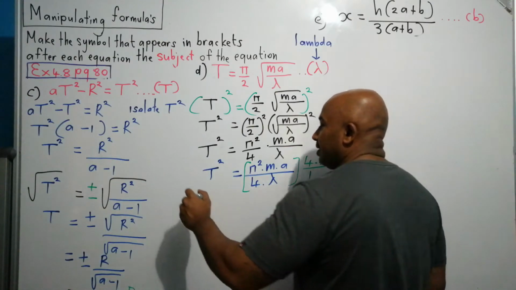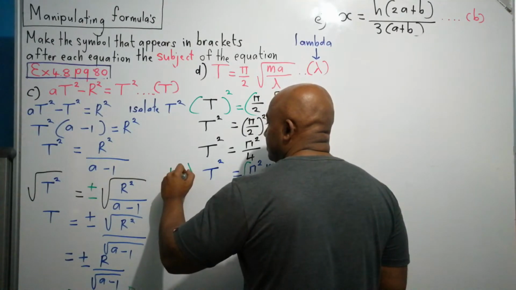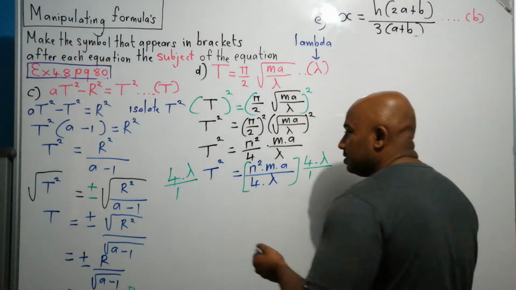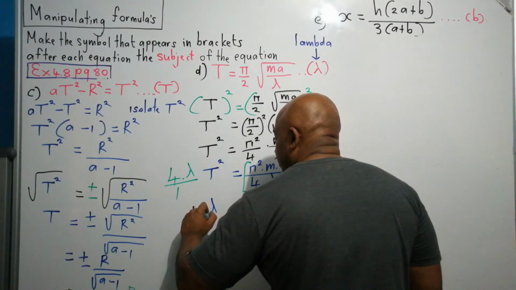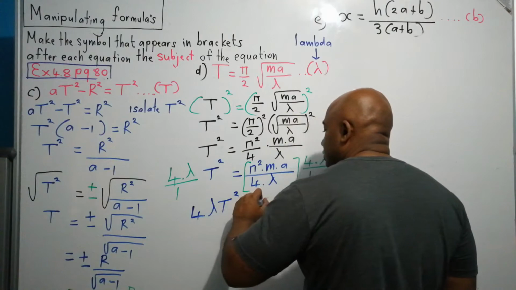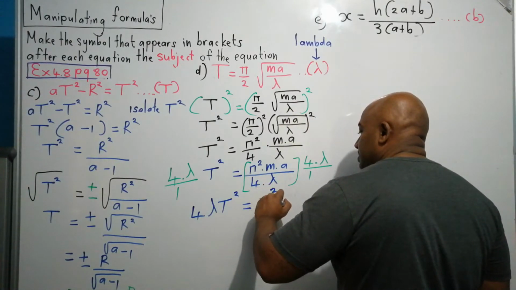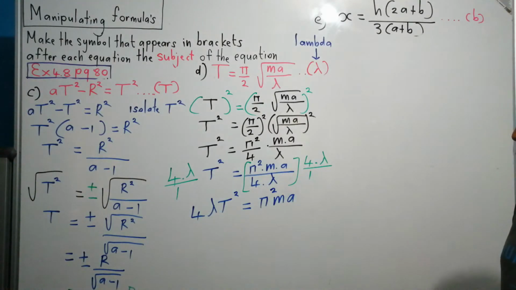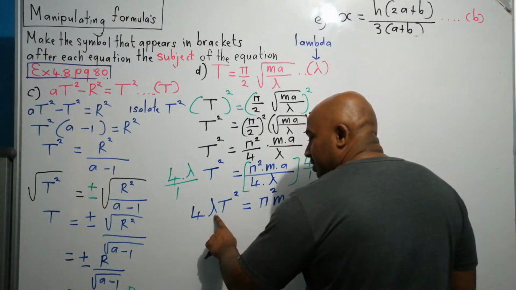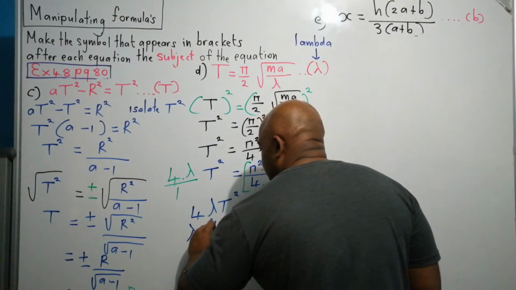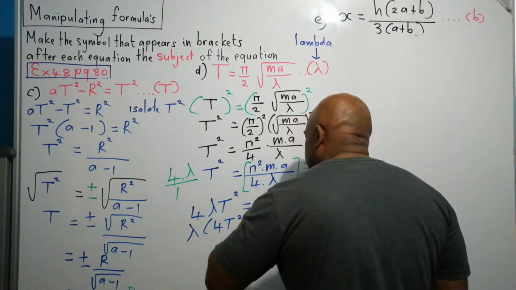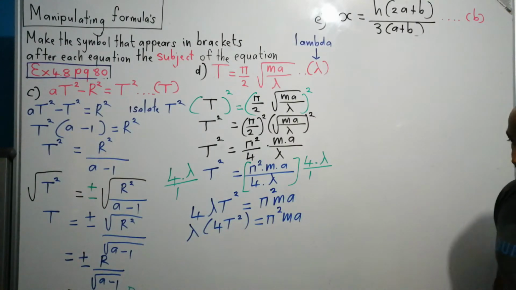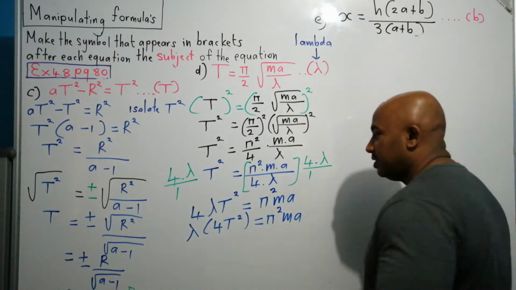Whatever I do on the right, I must do on the left. So that's 4 times lambda divided by 1. Okay, so now I have 4 lambda times t squared is equal to pi squared times m times a, because remember 4 and 4 cancel, lambda and lambda cancel there. So now I want only lambda, so this is the same as lambda times 4t squared is equal to pi squared times ma. Okay, so now all I have to do is divide by 4t squared.